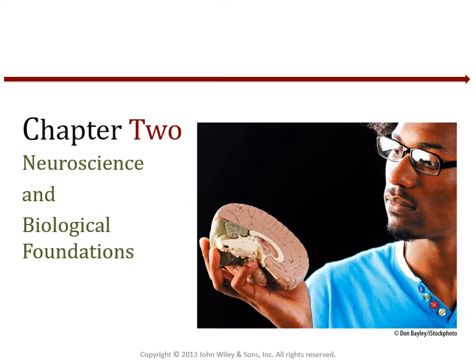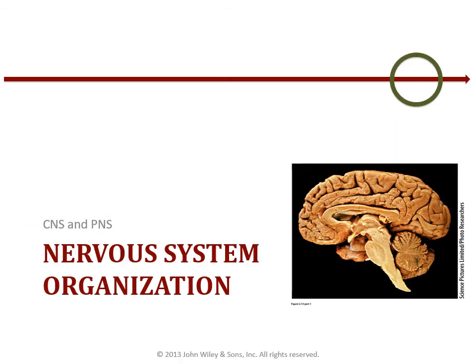All right, so we're going to continue discussing Chapter 2, Neuroscience and Biological Functions. And now we'll start talking about the nervous system's organization.